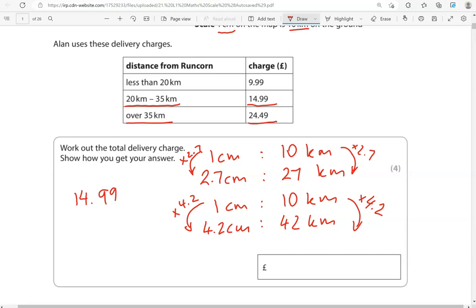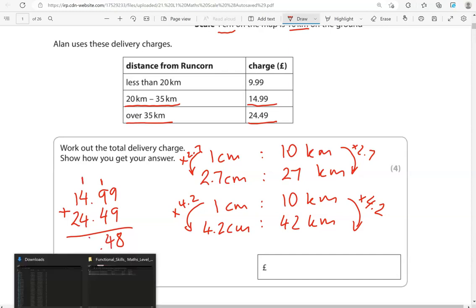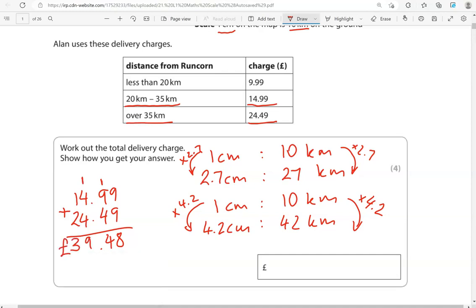We're working out the total for the delivery charge, so we're going to add £24.49 to the £14.99 that we have there already. So 9 and 9 gives us 18, so 8 down and 1 carried over. 9 and the 1 that we carried over makes 10, and the 4 that makes 14. So 4 down, 1 carried over. 4 and 4 is 8, and the 1 is 9. 1 and 2 is 3. So £39.48.